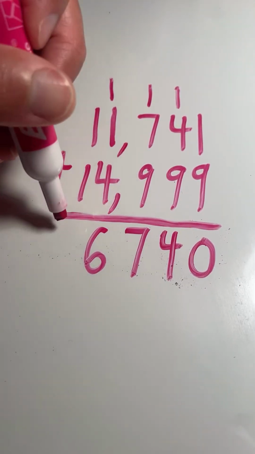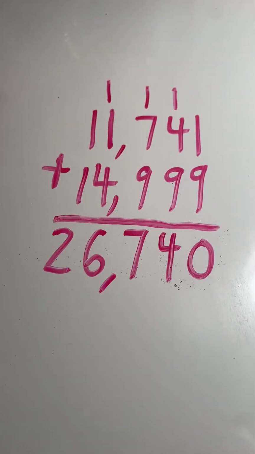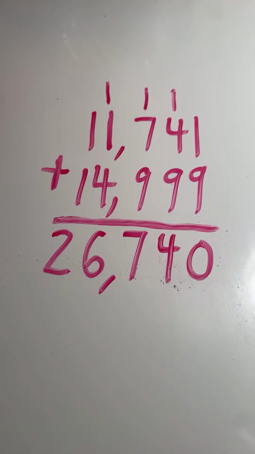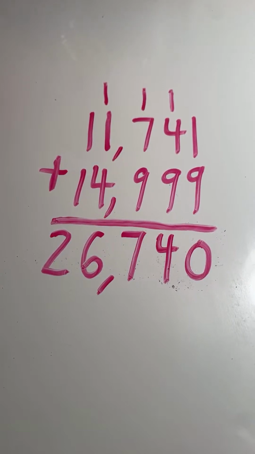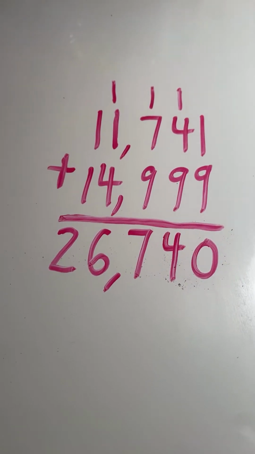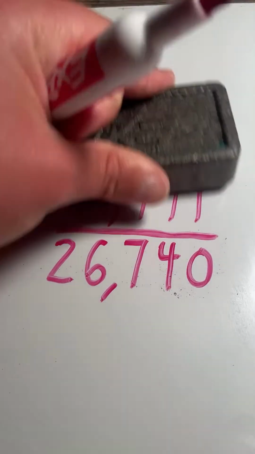1 plus 1 equals 2. And we have our final answer. 11,741 plus 14,999 equals 26,740. All right, moving on to our final example problem of the video.